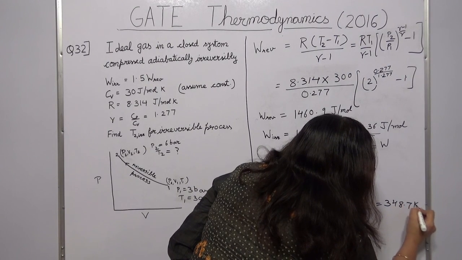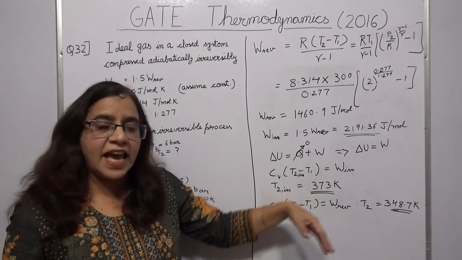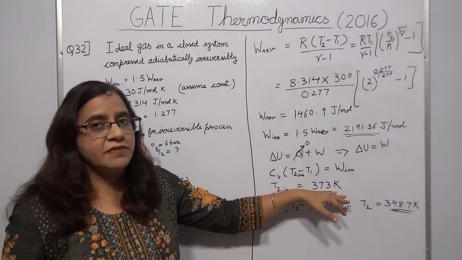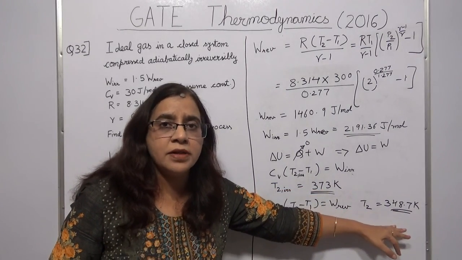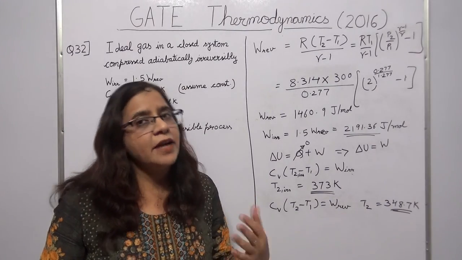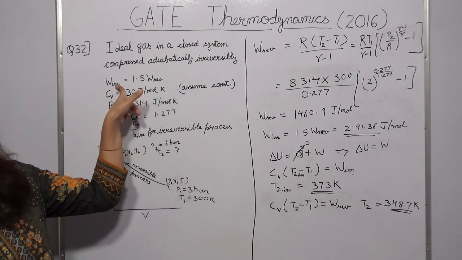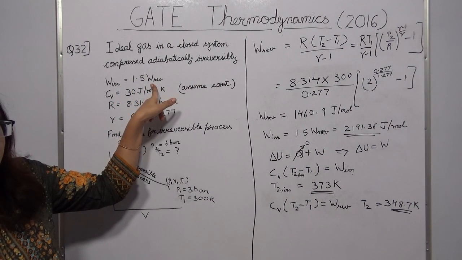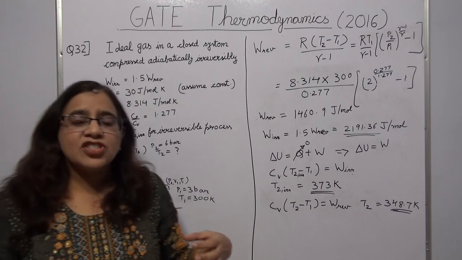Okay. So what you see over here is that the gas has risen to a higher temperature when it is compressed irreversibly as compared to when it is compressed reversibly. So let's understand what is happening in this process. You are doing more work in the irreversible process as compared to a reversible process. So where is this extra work going?